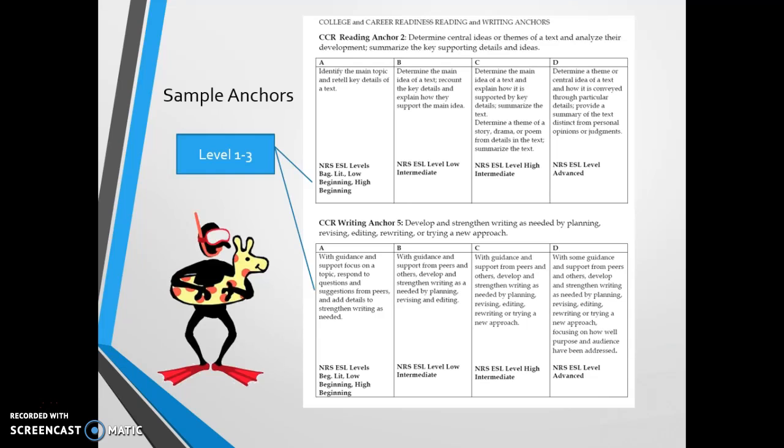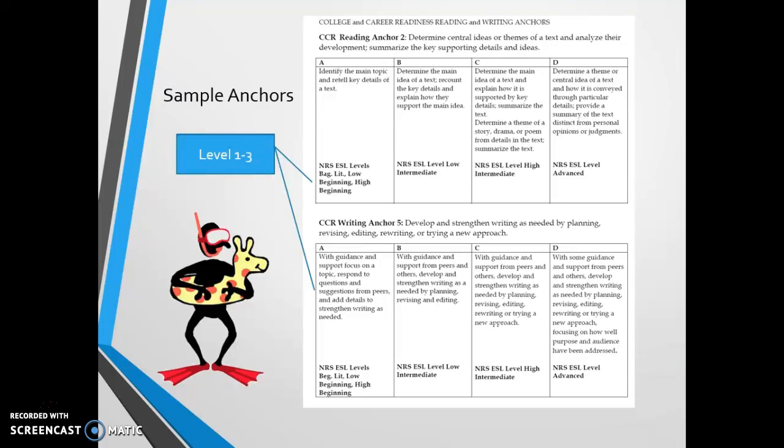This is what the anchors look like. Here's reading anchor 2: to determine central ideas or themes of a text and analyze their development, summarize the key supporting details and ideas. Remember that level A, that first column, those are all 3 beginning levels. Students at those levels should be able to identify the main topic and retell key details of a text. But as they move up in level, so does the complexity of the text move up, so does the complexity of the task. And at all of these levels, each time the students are reading the text, they're getting deeper meaning from it.